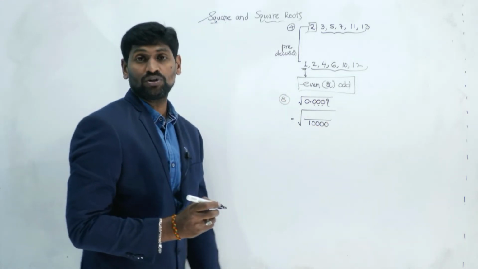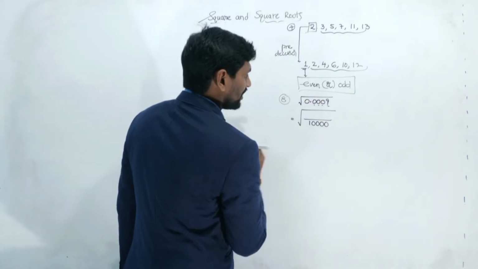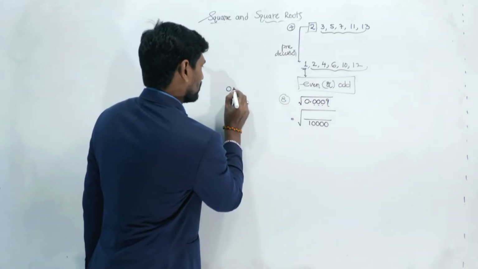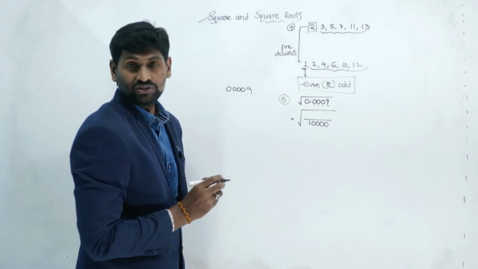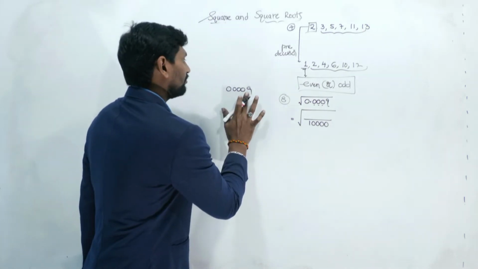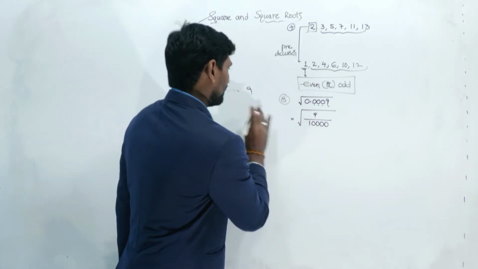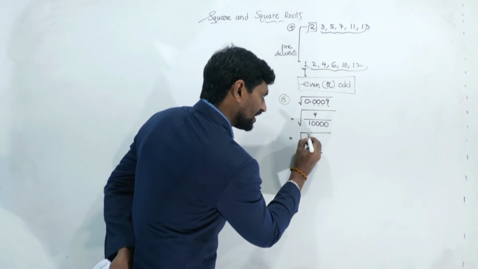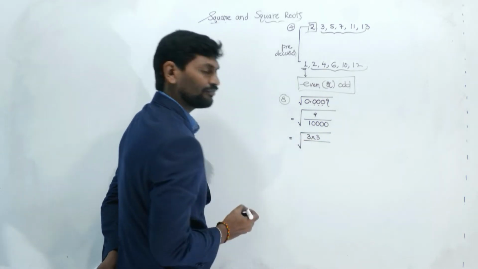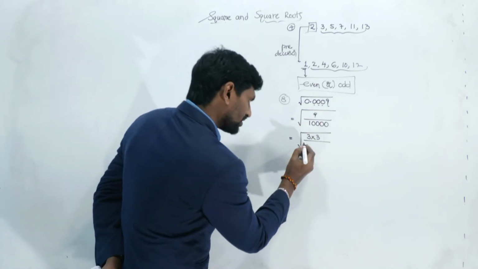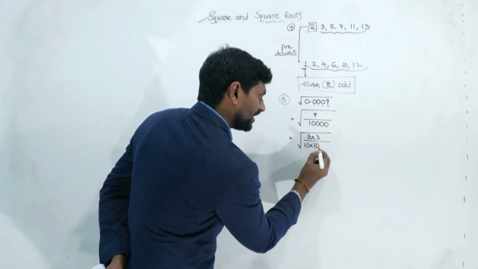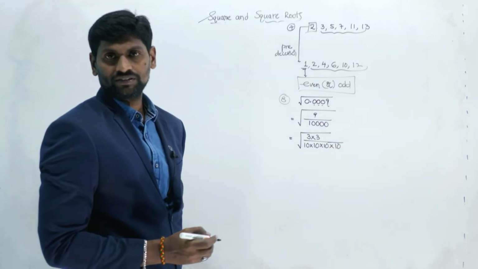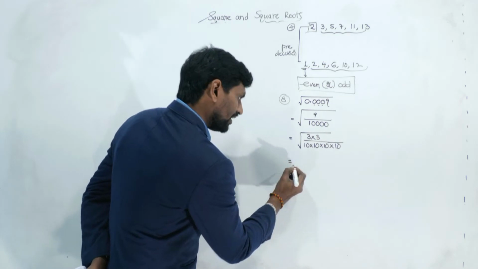4 decimals means 4 zeros will come. If you remove the decimal point, then the number will be 0 after 3 zeros, 00009, it is nothing but 9 itself. So we can write that 9. Is 9 a square number or not? Yes, it is a square number, 3 into 3, 9. And this 10,000 I can write 10 into 10, 100, 100 into 10, 1000, 1000 into 10, 10,000. Now convert them into square root.